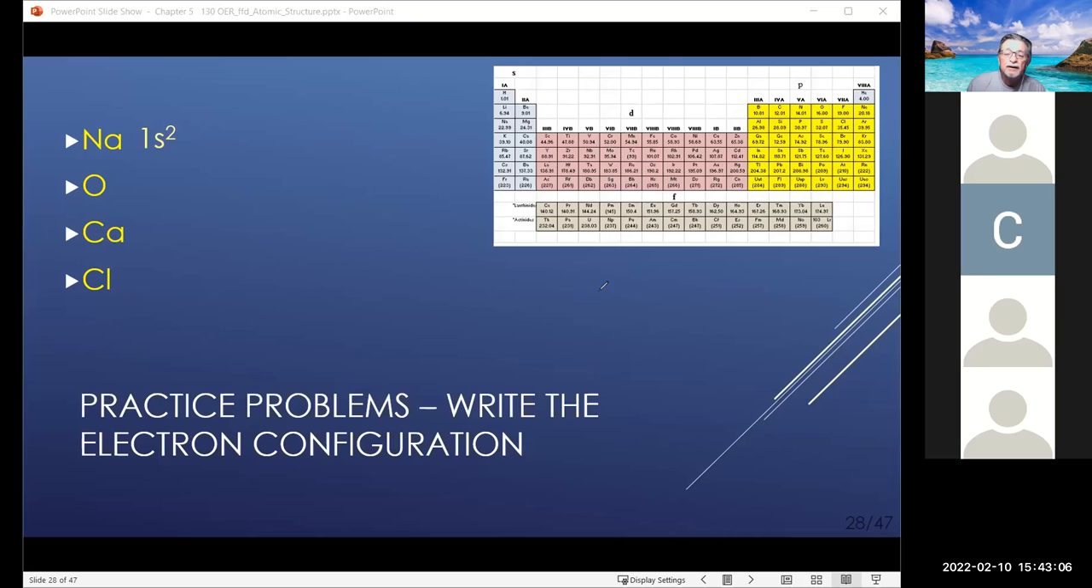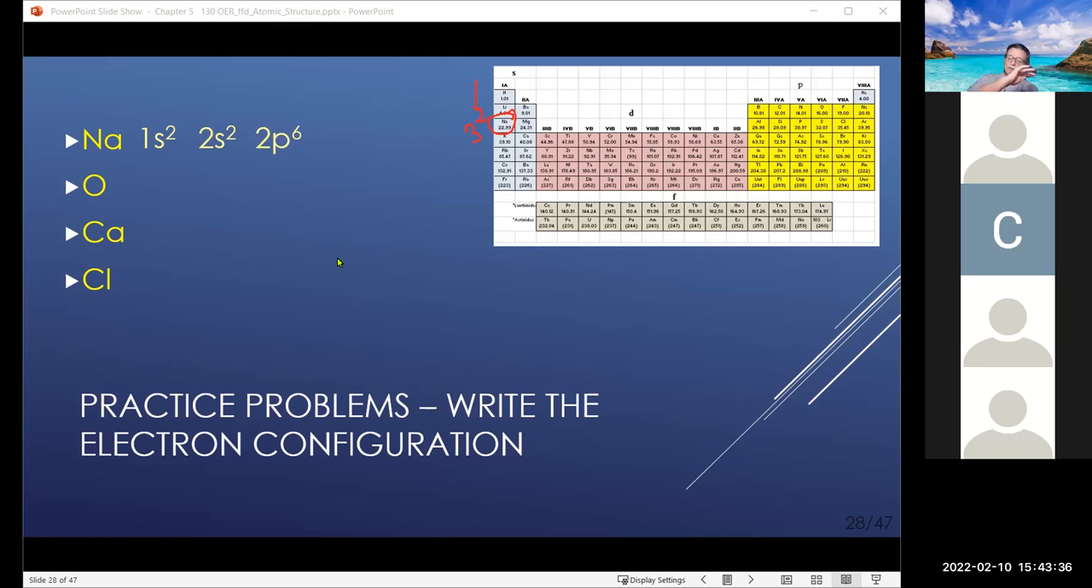Okay. Sodium is right here, and we got 1, 2, and 3. It's the third energy level, and so the 1s2 electrons are full, okay? And then we're going across the second energy level, and that means all the way across from left to right. So that means the 2s2 is full and the 2p6 is full. And so that is neon, okay, 2p6.